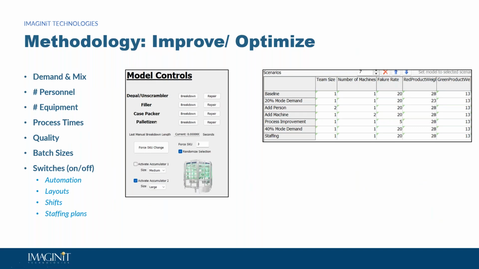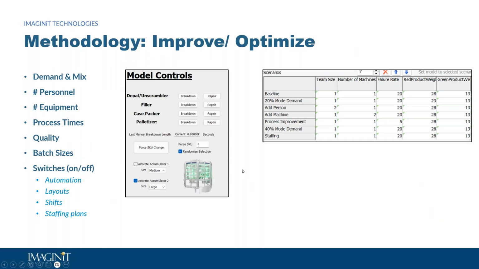Where are we? And then we may say, well, what happens if we want to produce 20% more product? If we do that, we might have constraints. And what are the things that we want to evaluate to be able to meet that demand? Do we need to add more people? Do we need to add more machines? Maybe we can do some process improvement to make the process more efficient. Or maybe you have some switches in here where you might add automation or change layouts.